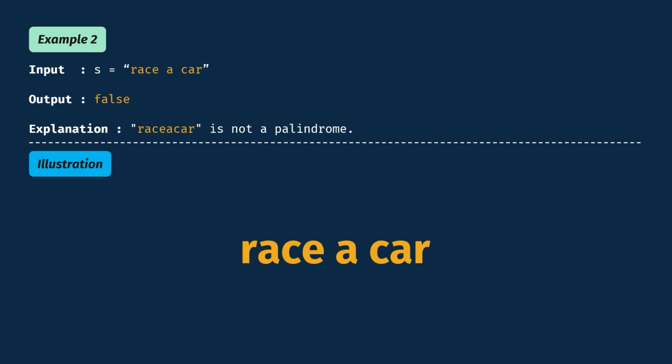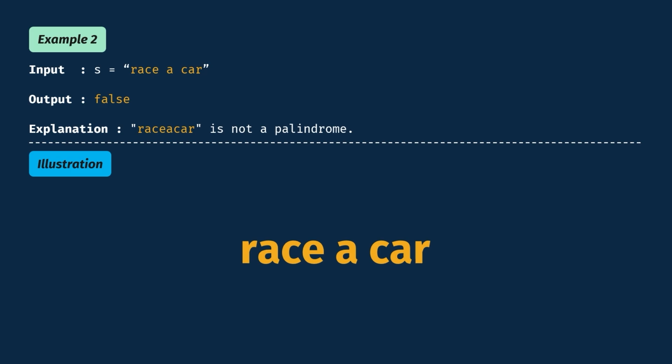We have S equals the word race, followed by a space, then the character A, followed by another space, then the word car, all in lowercase, and the expected output is false. Let's trace through the pre-processing steps. First, we convert the string to lowercase. In this case, there are no uppercase letters, so the string remains the same.